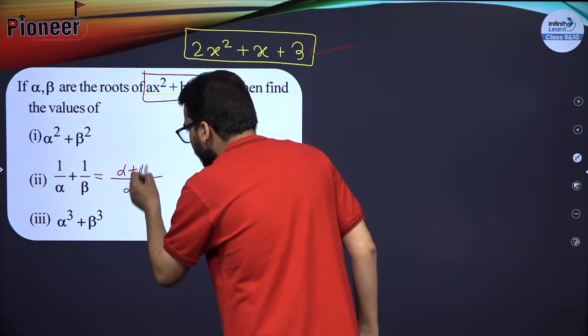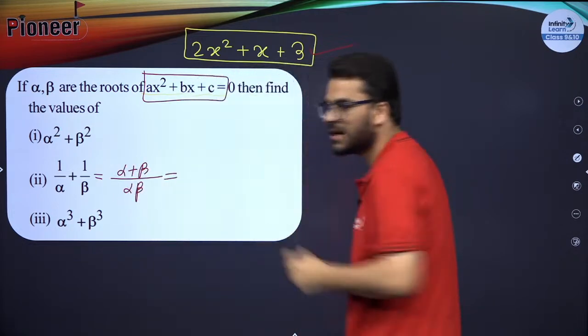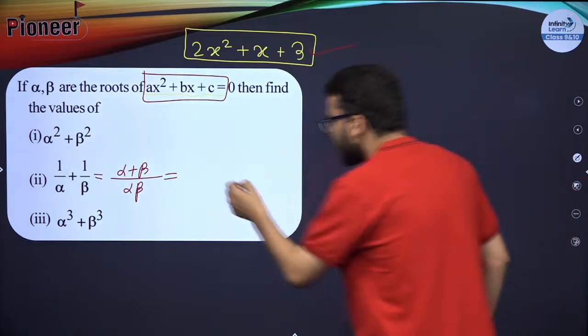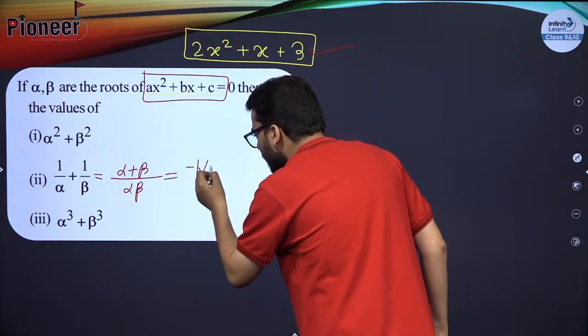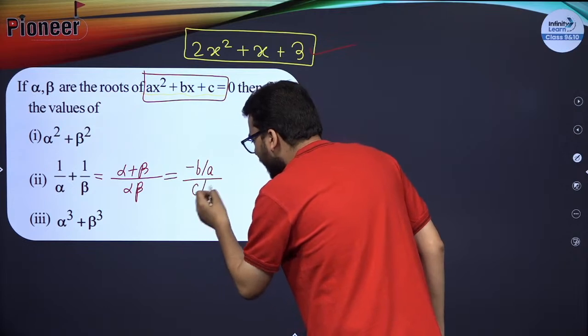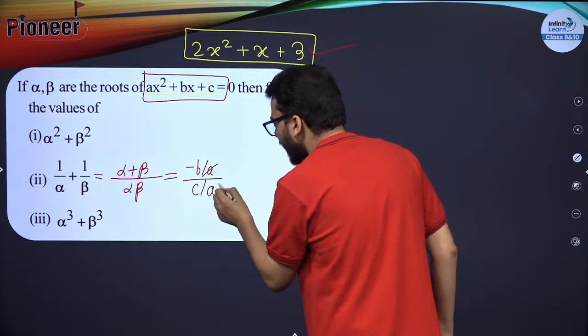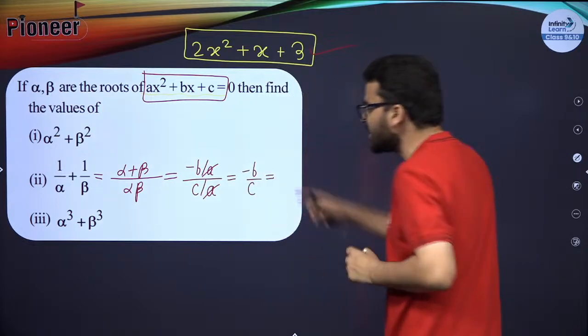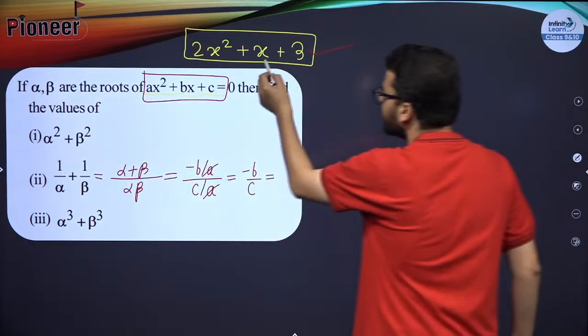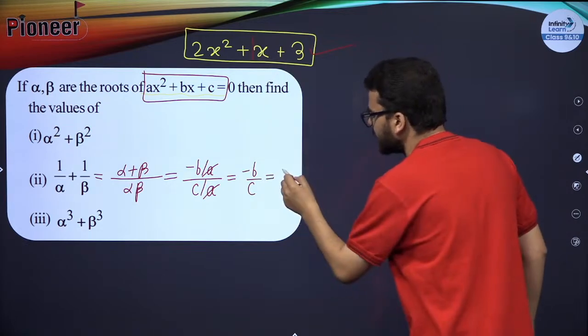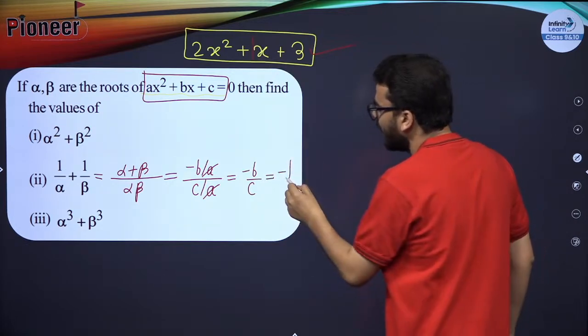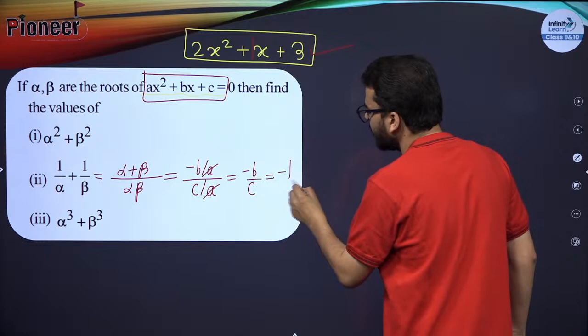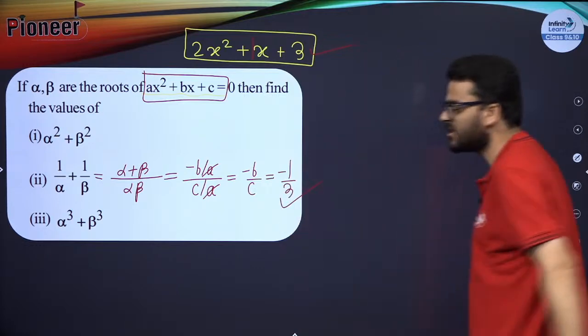If you will take the LCM over here, you will get alpha plus beta divided by alpha beta. Now alpha plus beta is nothing but minus b by a, and alpha beta is c by a in case of a quadratic polynomial. I can cancel it out, so I will get minus b by c over here. So what is b over here? b is the coefficient of x, so b is 1 in this case. So it is minus 1 by c, and c is 3 over here. So minus 1 by 3 is the answer.